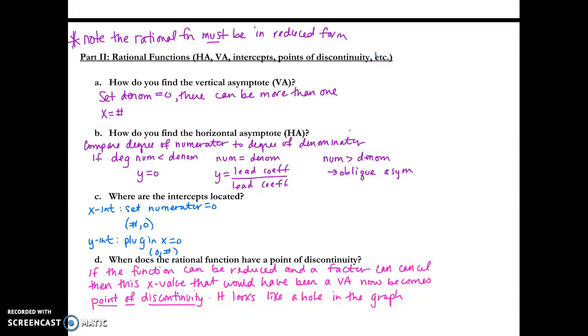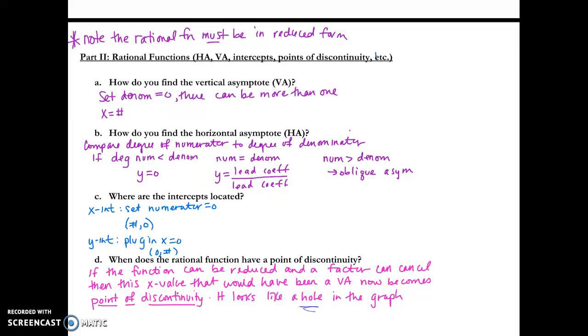We have encountered when a rational function has a point of discontinuity, and in order to find out when this happens, we want to reduce the problem and factor it. And when we factor it, whatever x value gets crossed off that would have been a vertical asymptote is now a point of discontinuity, and it looks like a hole in the graph.